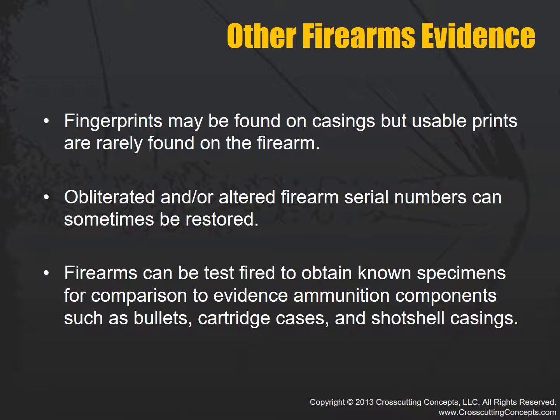All right, other firearms evidence. Sometimes fingerprints can be found on casings, but most usable prints are rarely found on the firearm. Obliterated or altered firearm serial numbers can sometimes be restored, and firearms can be test fired to obtain known specimens for comparison for things such as bullets, cartridge casings, and shotshell casings.